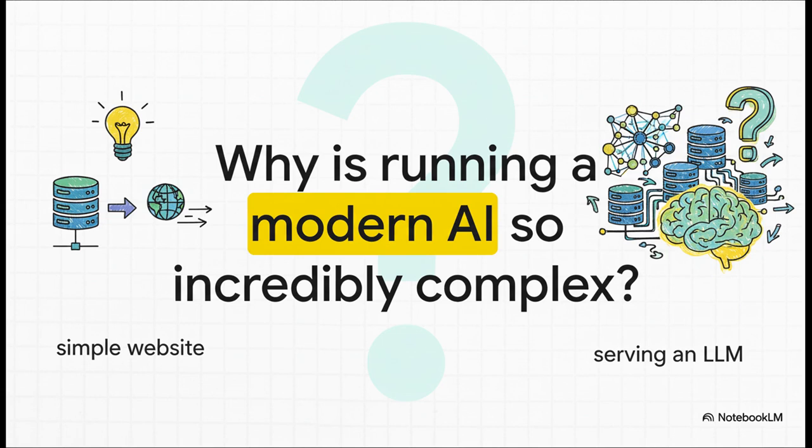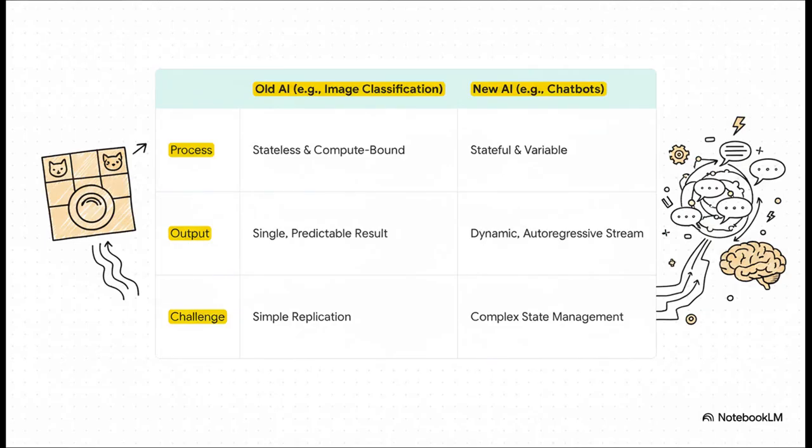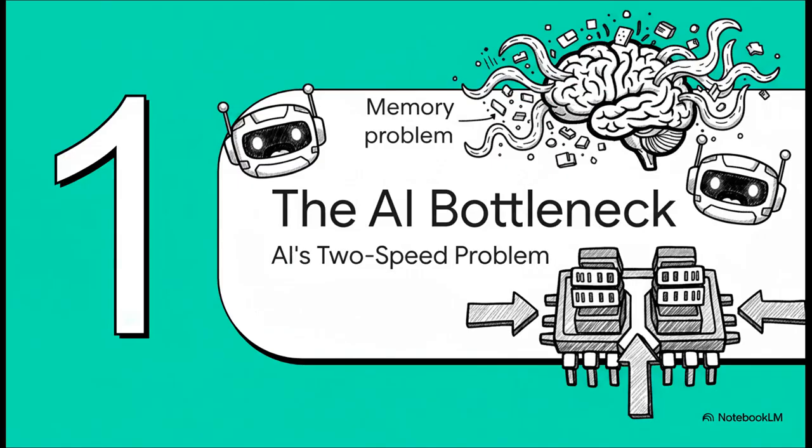We've been learning websites and web servers for decades. Why on earth is serving a modern AI so much harder? Well, it all comes down to a really fundamental shift. See, old AI was stateless. You'd give it a photo of a cat, it would say, yep, that's a cat, and then it would completely forget the interaction ever happened. But new AI is stateful. It has to remember the entire conversation to make any sense, and that makes its workload incredibly variable and super unpredictable. And this whole new stateful world creates two huge bottlenecks in the system.